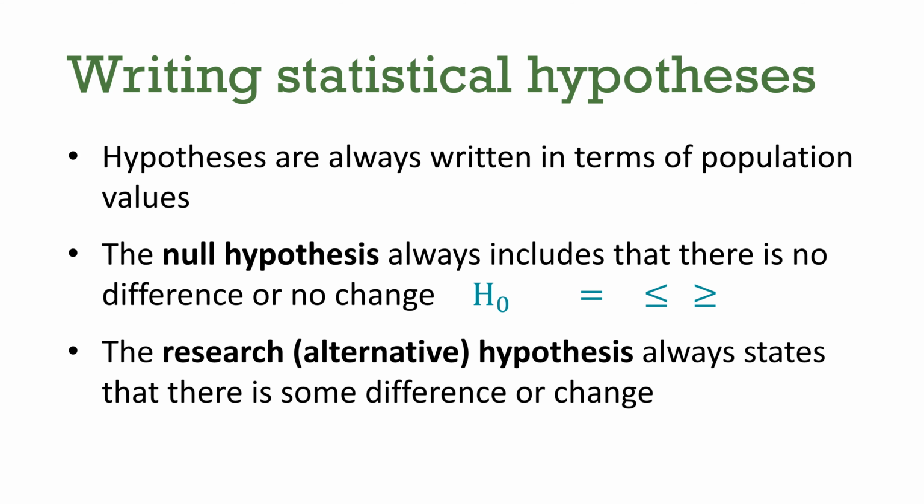The research or alternative hypothesis always states that there is some difference or change. This could be not equal to, less than, or greater than, depending on how the research question is worded. It's usually denoted as a capital H with a subscript 1 or a subscript A. Let's look at a few examples.